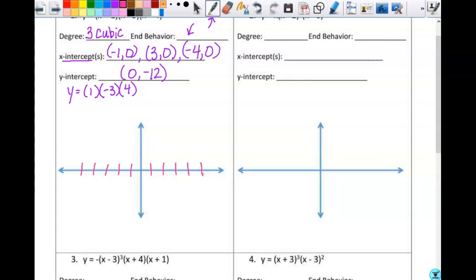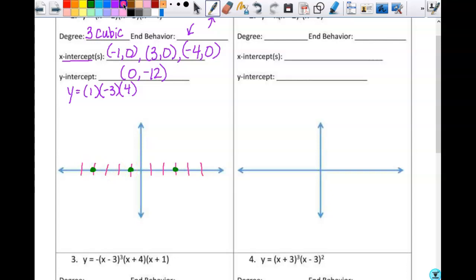So you don't have to get out a ruler or anything, just try and space them as evenly as you can. I'm going to plot my x-intercepts. So I have one at (-1, 0). I have one at (3, 0). And I have one at (-4, 0).